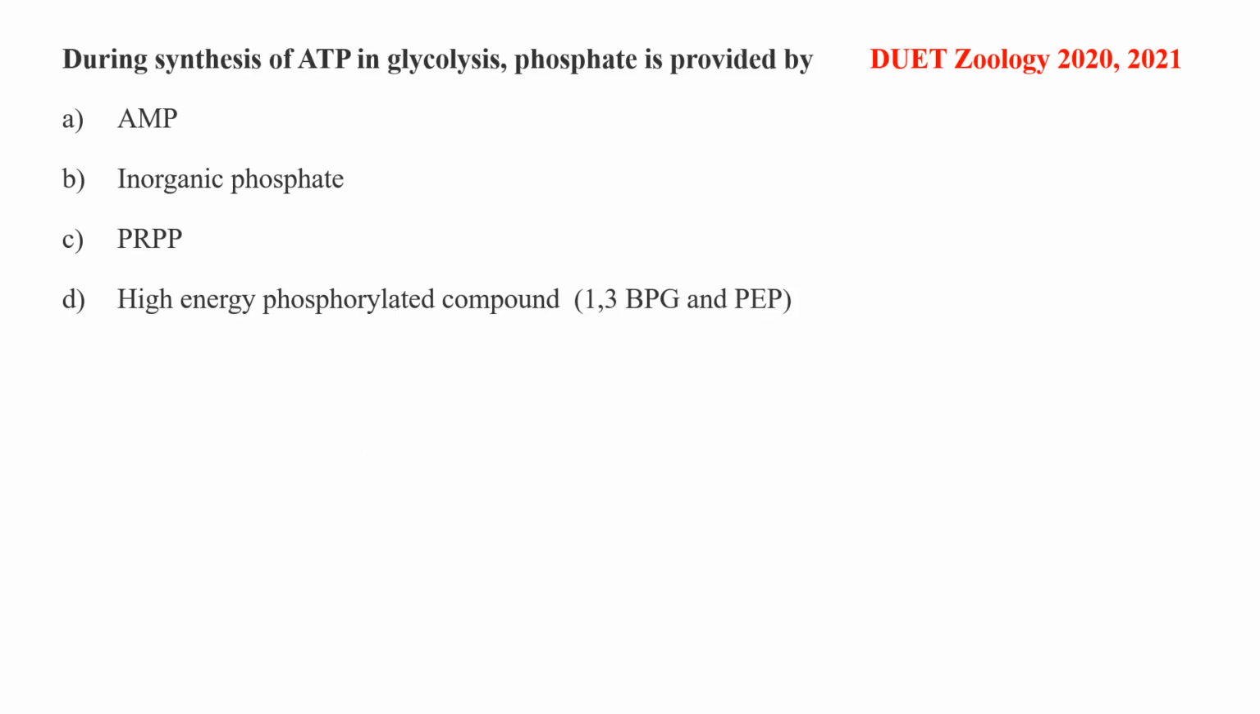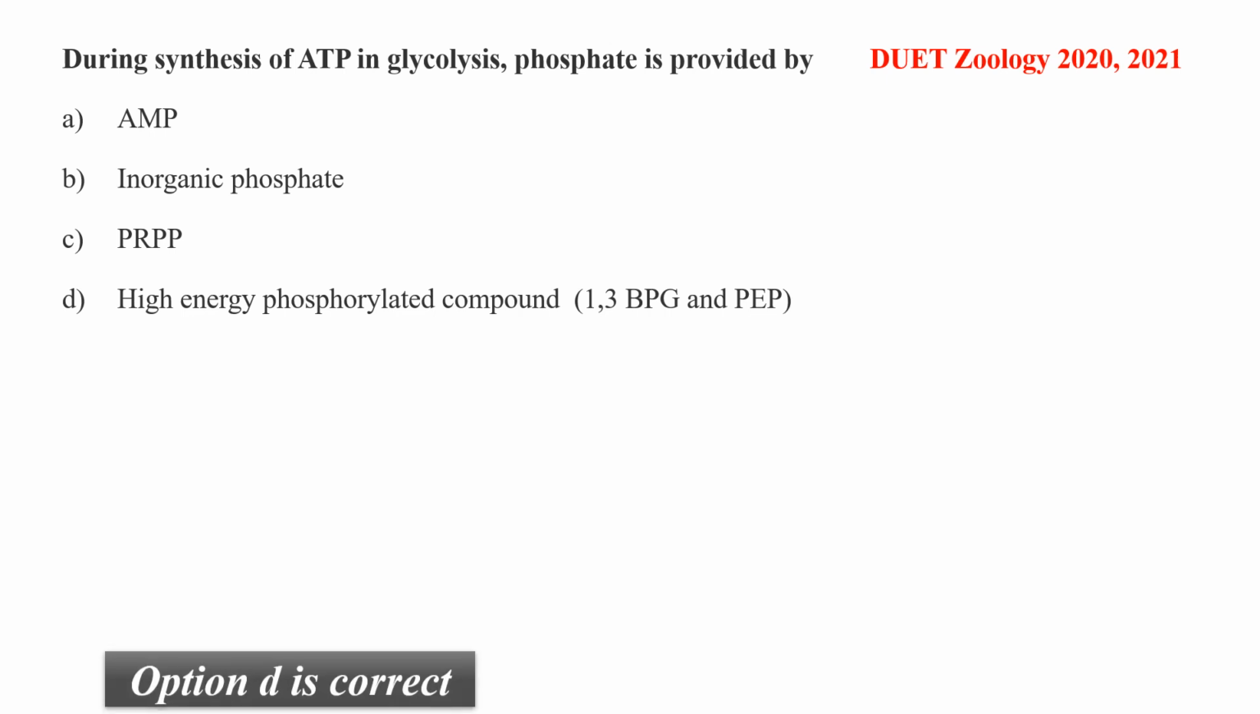During synthesis of ATP in glycolysis, phosphate is provided by AMP, inorganic phosphate, PRPP, or high energy phosphorylated compounds? The phosphorylation of ADP to ATP is carried out by compounds having high phosphoryl group transfer potential, like 1,3-bisphosphoglycerate or phosphoenol pyruvate. So hence option D would be the correct answer.